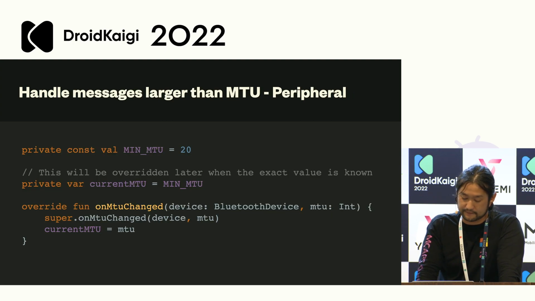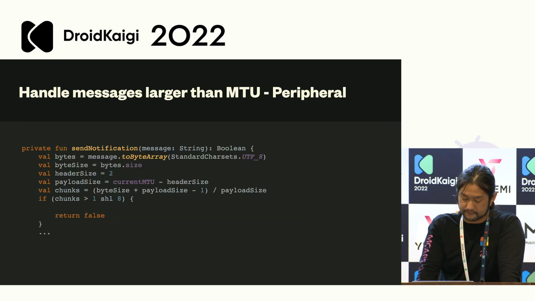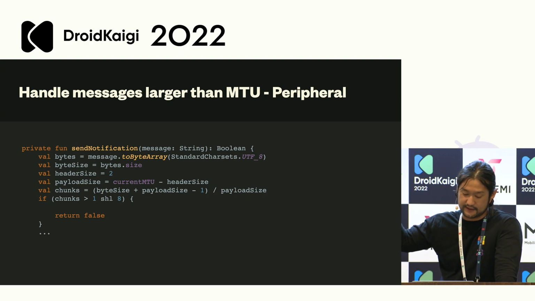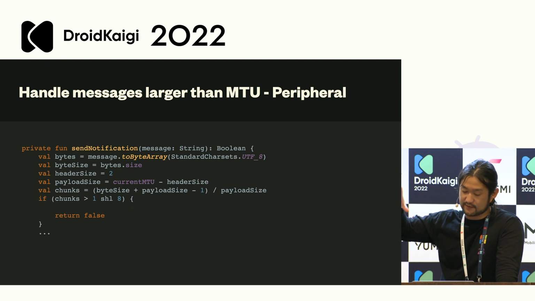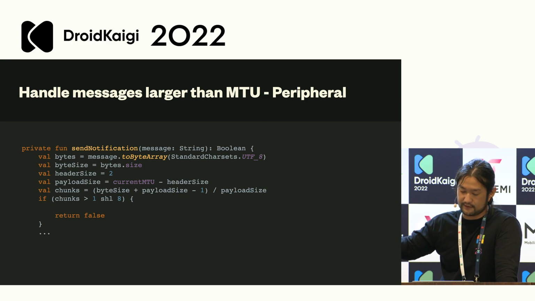Next, we need to have the flexibility of changing the MTU dynamically. The initial MTU is 20 bytes. That value will be updated when central makes an update request and it is accepted. This is a function that tries to send a message by splitting it to fit in the MTU. Again, we do not have to understand it now. It's just trying to divide the message into smaller messages and put the total chunk number and current index in each chunk as a header.